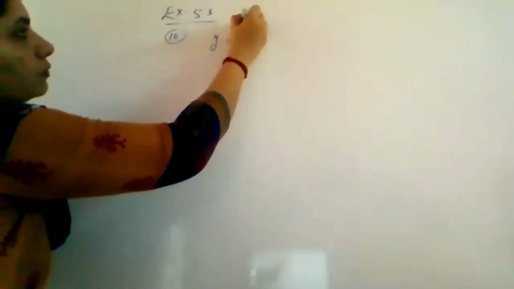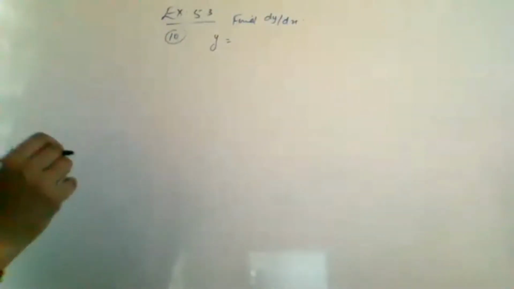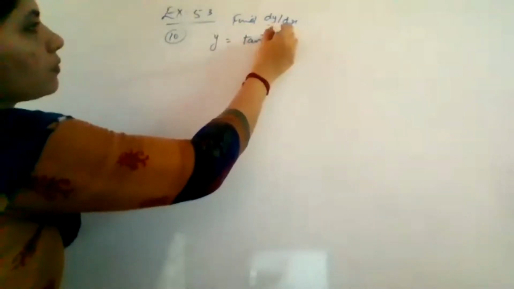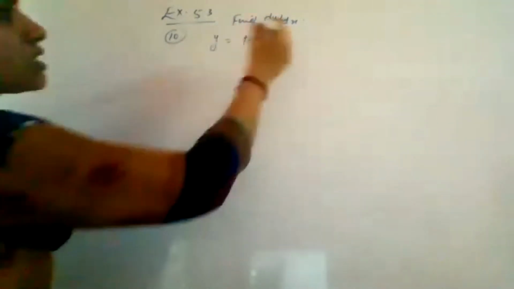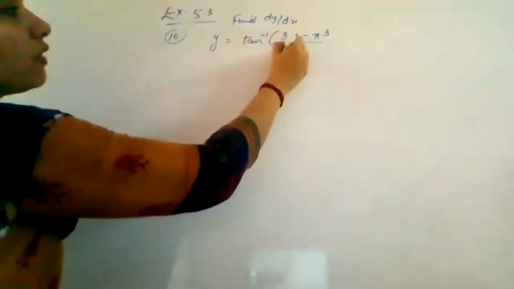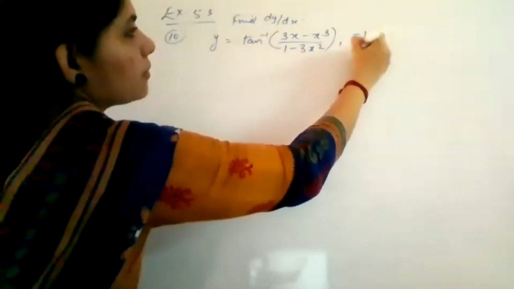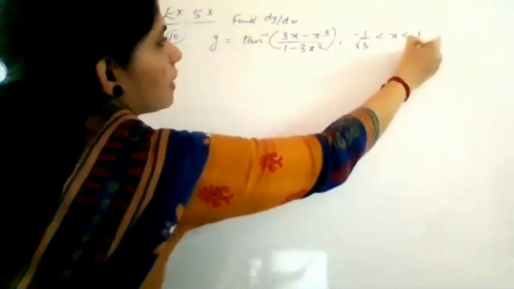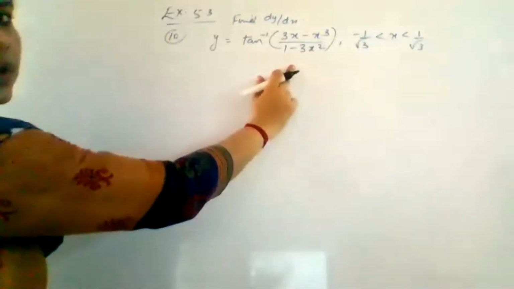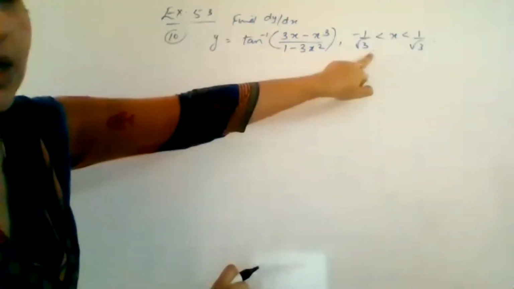Exercise 5.3, 10th question. Find dy by dx when y is equal to tan inverse of (3x minus x cube) divided by (1 minus 3x square), where minus 1 by root 3 is less than x less than 1 by root 3. That is again for the existence of this term, because the denominator should not be equal to 0. That's why this condition is given.